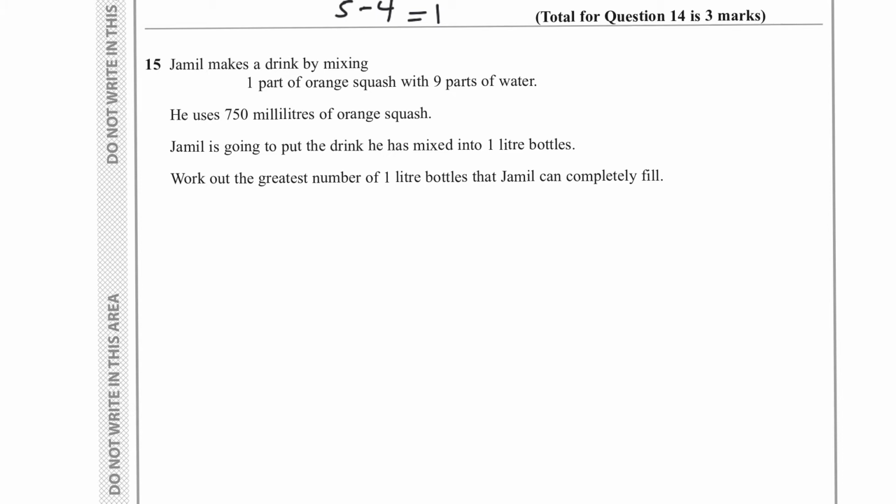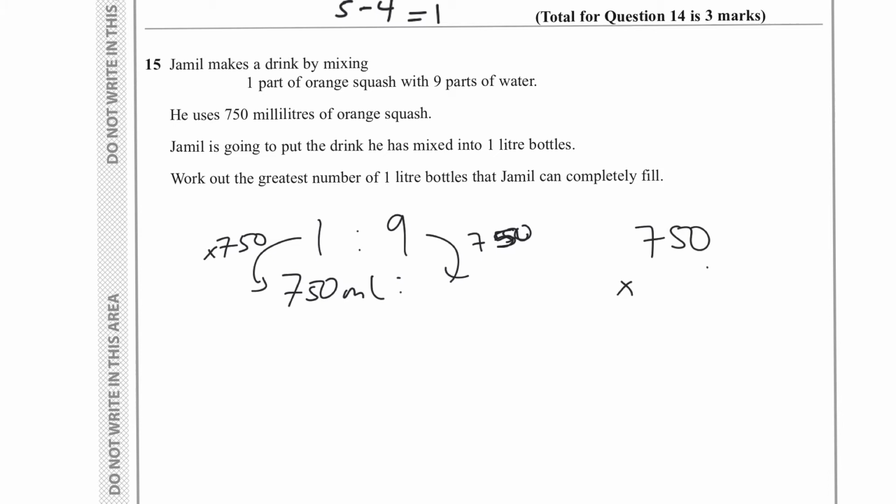So we know the ratio of the squash to water is a 1 to 9 ratio. He uses 750 mils of orange squash. So we can work out how much water he uses for that. So for every 1 part of orange squash, you've got 9 parts of water. So essentially, to get from 1 to that is times by 750. So you want to do the same thing on the other side. So we're going to do 750 times by 9. So you get 0 from that part, 9 times 5, which is 45, carry the 4, 9 times 7, which is 63, plus the 4, which is 67. So now we've got 6,750 mils of water.